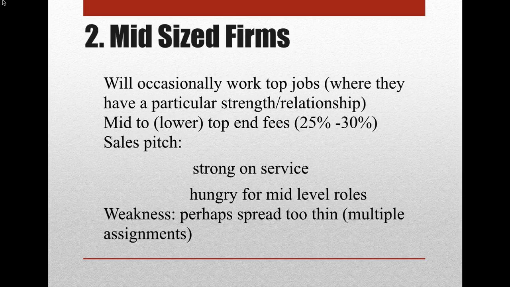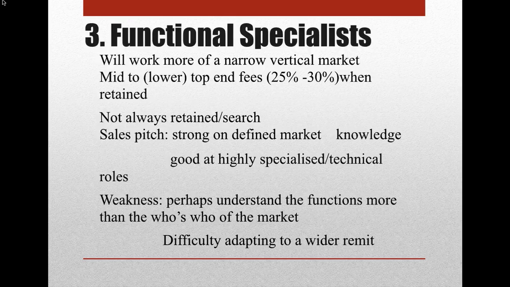So the first one is your major brand names. These are your Cornhill Ferries of the world. Then mid-sized firms, a little bit bigger than boutique, but specifically and only working on search and retained work. Functional specialists, like Interfacio, which is really unique and very vertically market orientated. And then we've got small boutique firms as well, which can cover a variety of different ones. But the first 1 and 2 are probably looking at very senior level, and 3 and 4 probably mid to senior. So let's go into those in a little bit more detail.